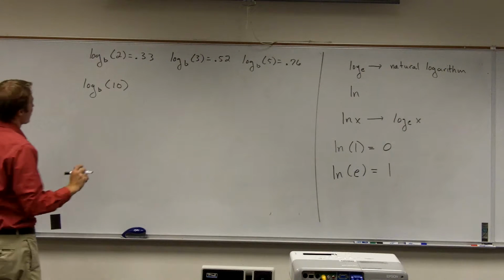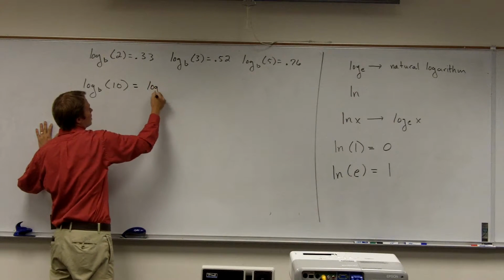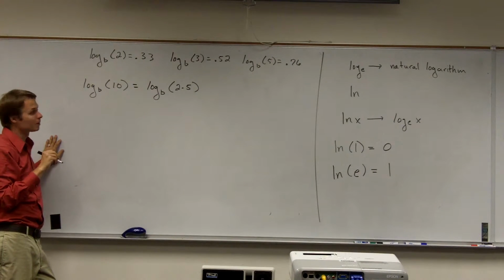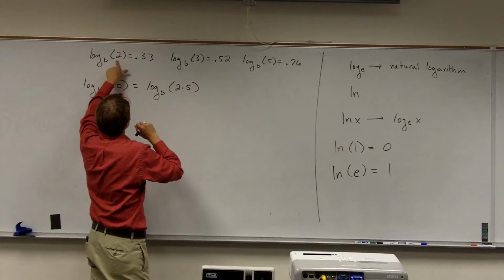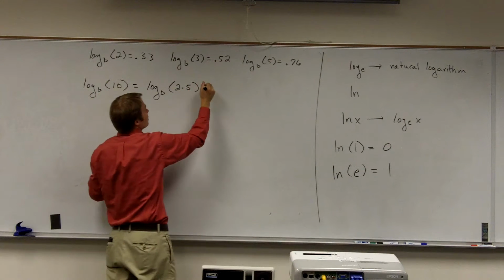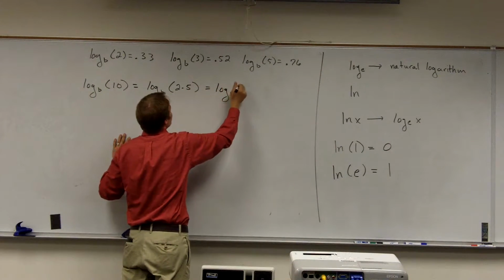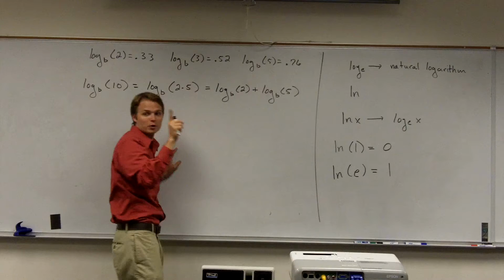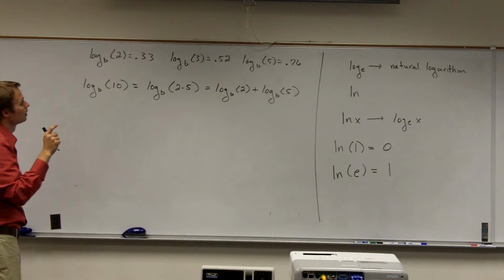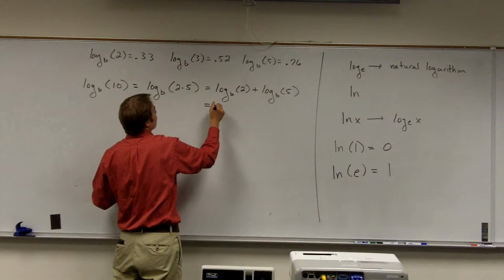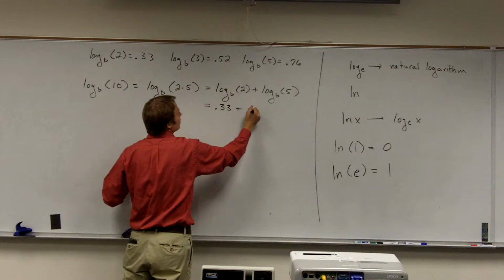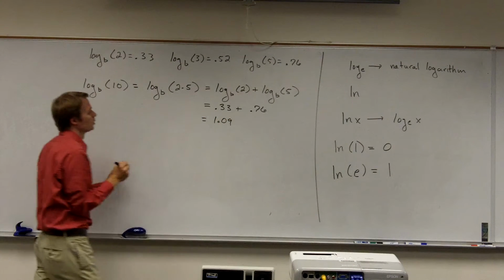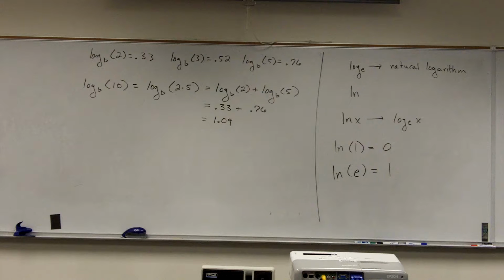Well, I could really think of this as log base b of 2 times 5, because that's what 10 is, 2 times 5. And then, since I know log base b of 2, and I know log base b of 5, I could split this up into log base b of 2 plus log base b of 5, using my first property, my first rule that we went over. And so I could actually just rewrite this as 0.33 plus 0.76. I'll get 1.09. There's a couple of homework problems that use this similar method.